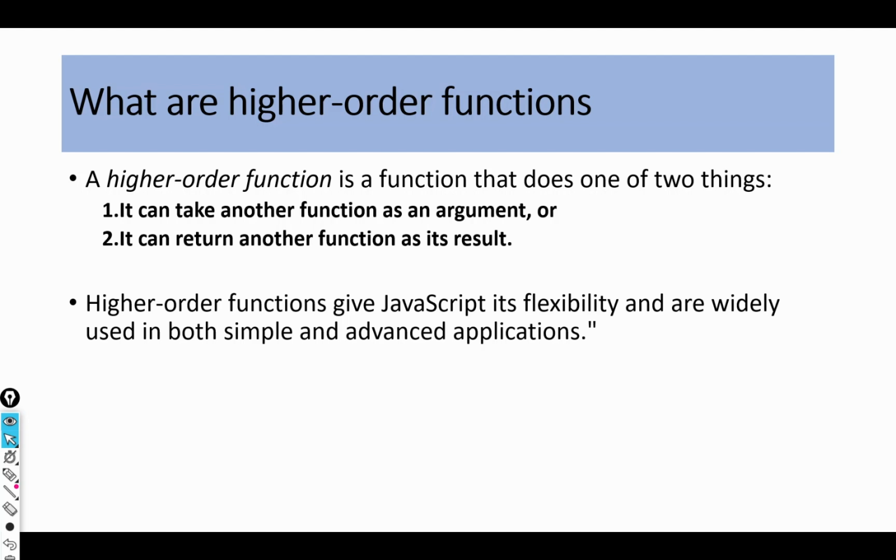A higher order function is a function that does one of two things. It can take another function as an argument, or it can return another function as its result. Higher order functions give JavaScript its flexibility and are widely used in both simple and advanced applications. Let's make this concept simpler with a real world example.